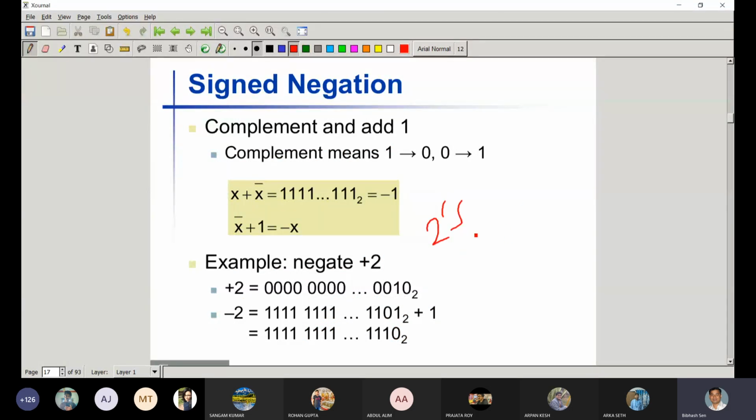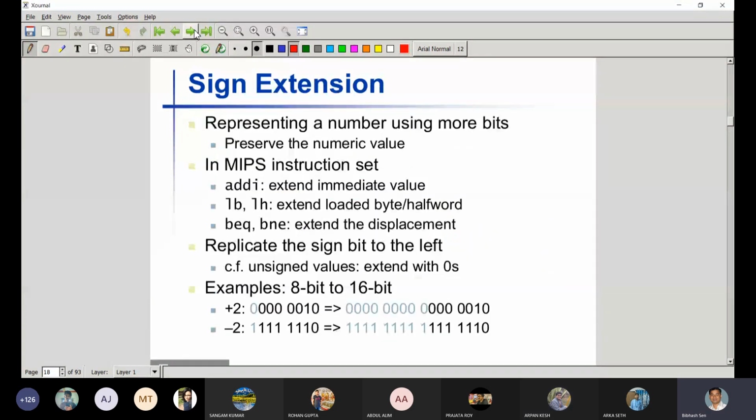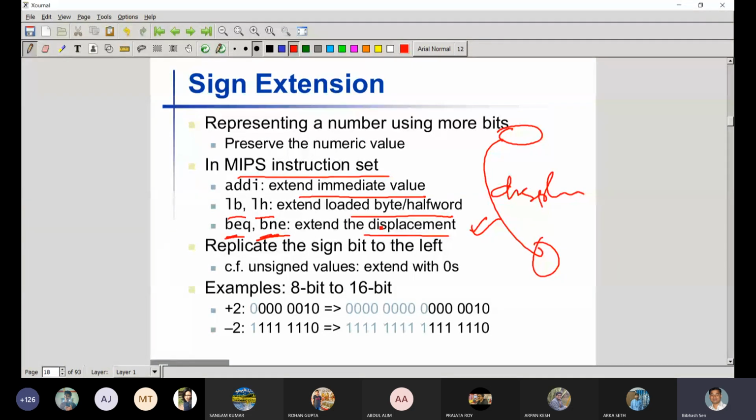I think two's complement you have studied. Yes, sir. Studied. So that's why I am going very fast one by one. Sign extension. In MIPS, instructions extend the immediate value. LB and LH extend load byte and load half word, and BEQ and BNE extend the displacement. Branch for equality condition and branch for not-equality condition. So that is also possible for displacement. If some condition is met, then branch, then go to another location. That means you'll get some displacement from the code, and from branch-not-equal also you can get the same displacement using your condition. Unsigned values extend with zeros only.